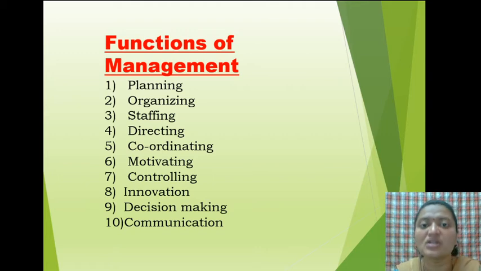The next one is what? Controlling. Controlling is what? See, if anyone will commit any kind of mistake or error, for that time controlling is required, because someone is doing any mistake or someone is doing any error in the organization. The manager will control those employees.